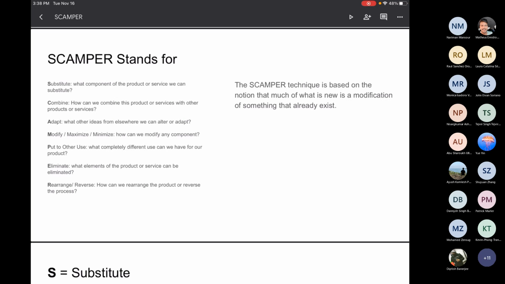Let me give an example that is far away from any business, process, service, or product. Let's say I want to be fit. What can I do if I take SCAMPER as a way of doing it? What can I substitute? Maybe I can substitute my bad eating habits with a healthier one. Let's say I love chips. I'll replace the chips with an apple. This is substitute.